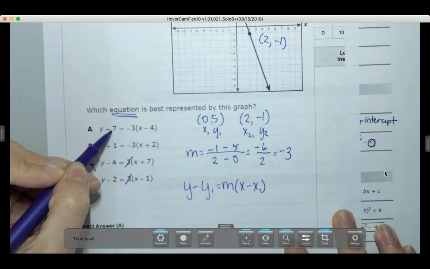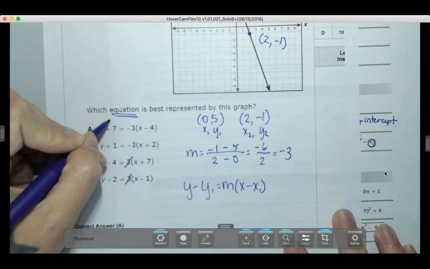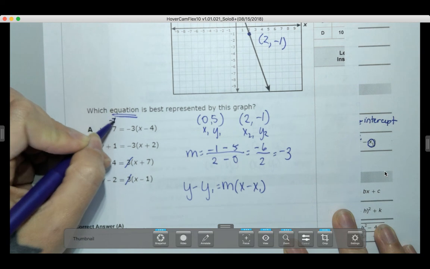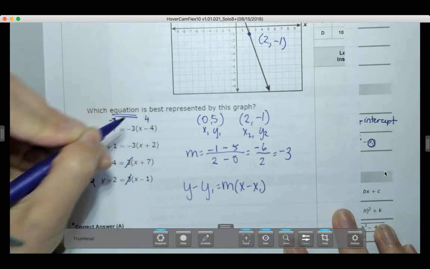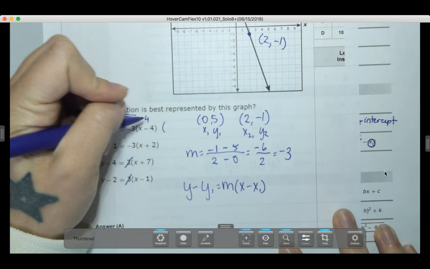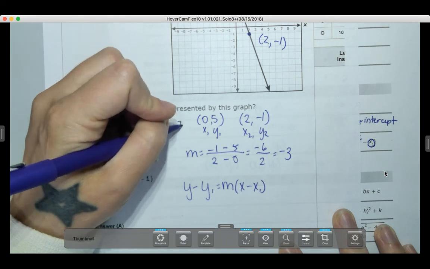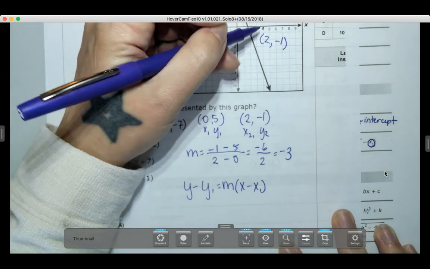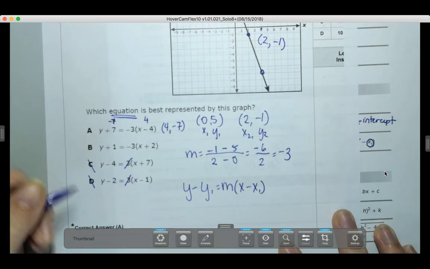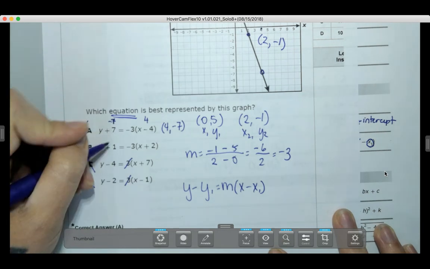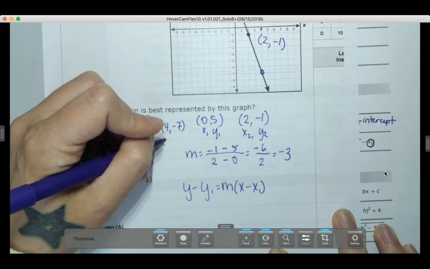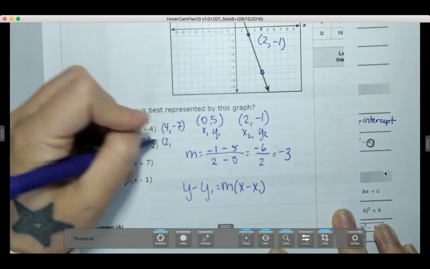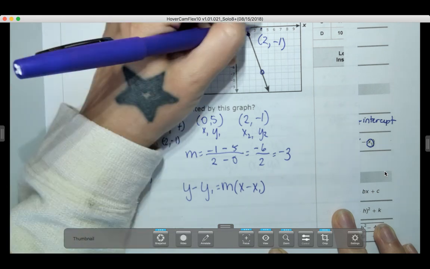So I'm going to check my points here. That means that this 7 is actually a -7, and this 4 is a +4. So this point is going to be 4, -7. That is a point on my graph. However, 2, -2, -1 is not.